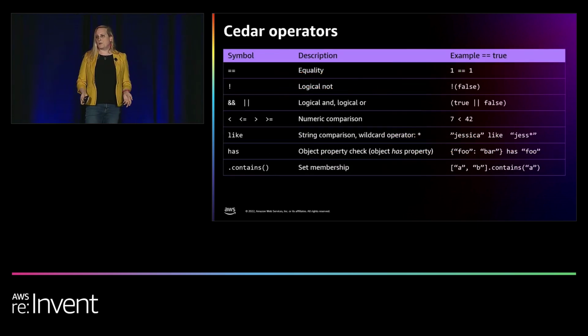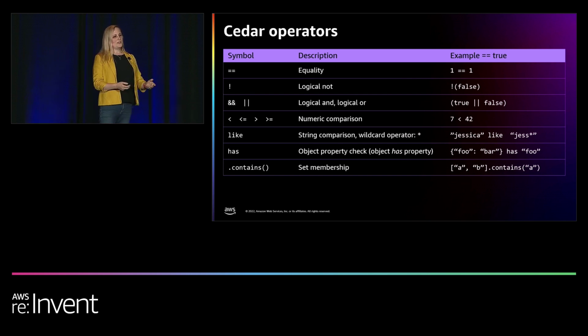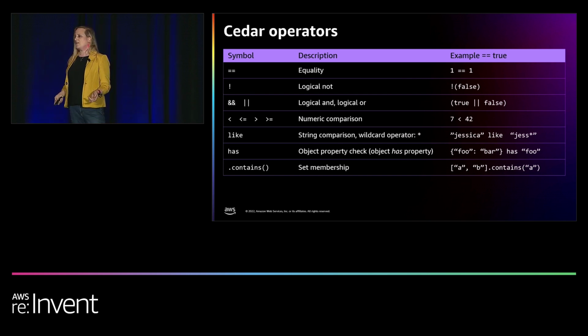Cedar gives you a lot of operators out of the box. There are logical operators like equality and, or, not. There are numeric comparison operators. There's a like operator here to do a string comparison. There's a has operator to see if a property exists on an object. And there's a contains function to check to see if an item is in a list. There's more beyond this. The Cedar documentation has all the details. This is what we think we're going to use most frequently with Ava, though.